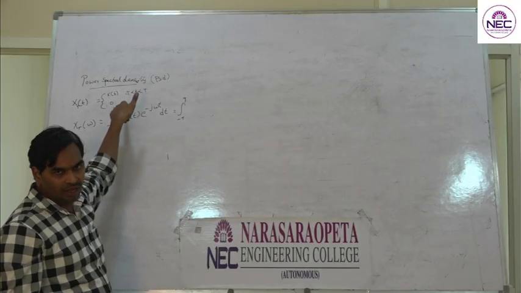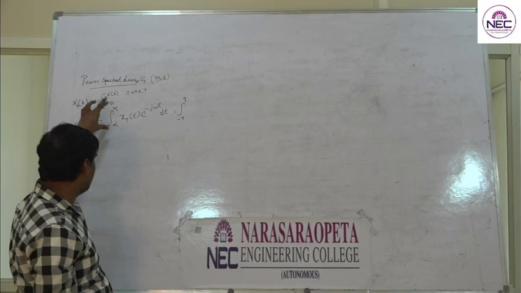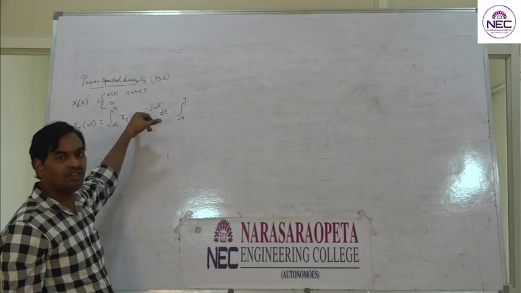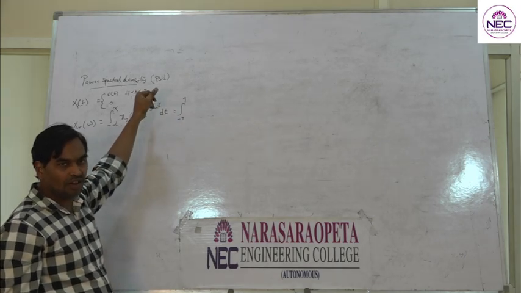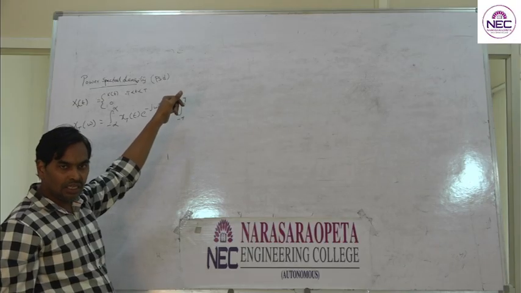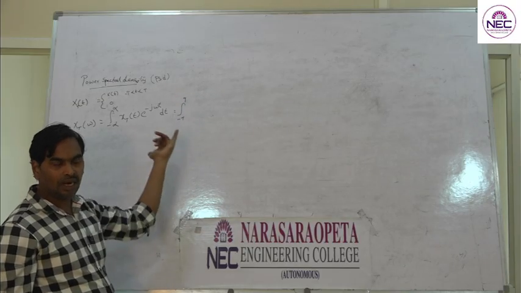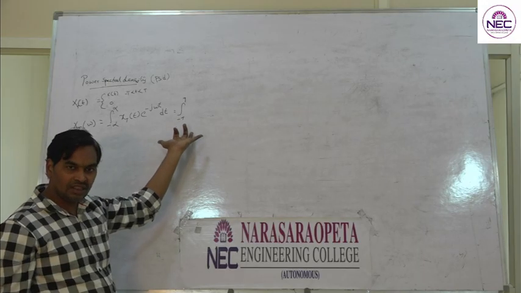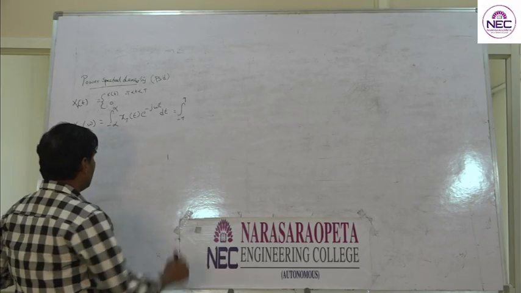So that value will be 0. Here this integration is split up into 3 parts: minus infinity to minus t is one part, minus t to plus t is the second part, and plus t to plus infinity is the third part. The first part and third part will be 0, so we only have to consider the second part, the integration limit from minus t to t.